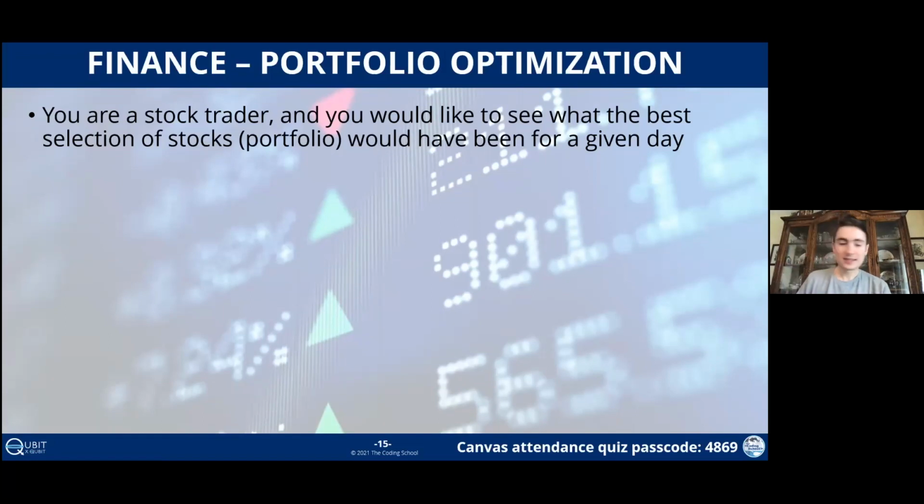All right, let's imagine the following scenario. You are a stock trader and you would like to see what the best selection of stocks would have been for a given day. Note that this is not trying to predict the stock market. That would be a different kind of problem. This is if you have all of the data for all of these different stocks, which ones should you have picked in hindsight, right? It might sound like this is an easy problem, and it is a bit of an easy problem for a small number of stocks. But as soon as you start getting to any sizable number of stocks in your portfolio, this becomes quite difficult.